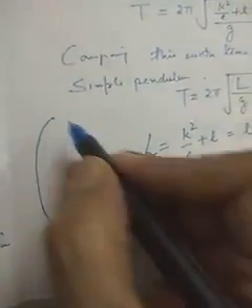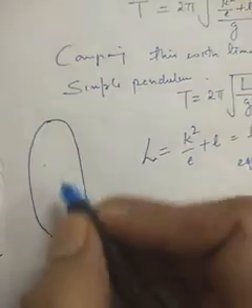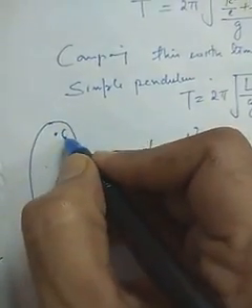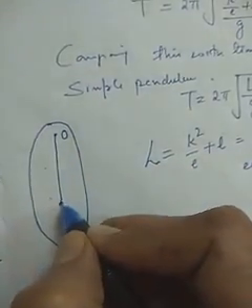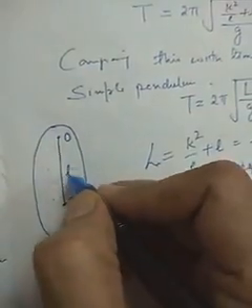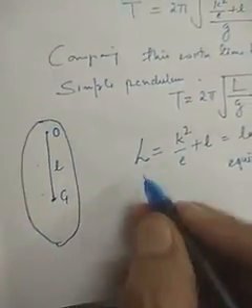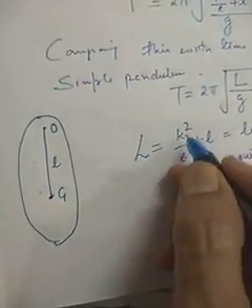This one figure represents your rigid body. This is your center, the point of suspension. Let somewhere here lie your center of gravity G. Its length is your small l, right? Then this capital L lies at l plus k square upon l.